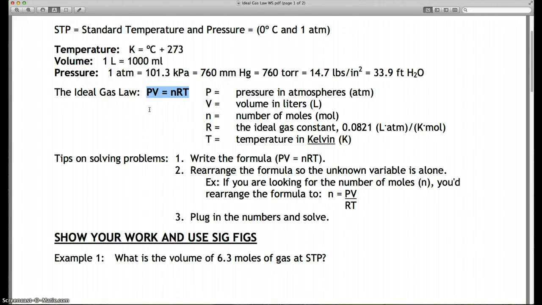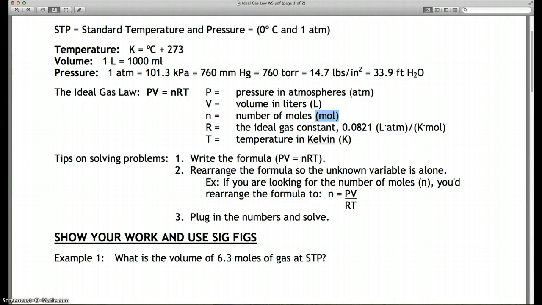The ideal gas law has some more variables, and those variables need to be in specific units for this all to work. Pressure, for the version of the ideal gas law we're using, needs to be in atmospheres. If it's not, you need to convert it into atmospheres. Volume needs to be in liters. And again, if it's not, you need to convert it into liters.